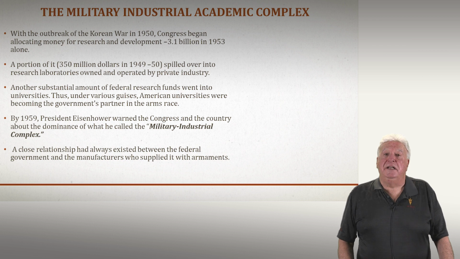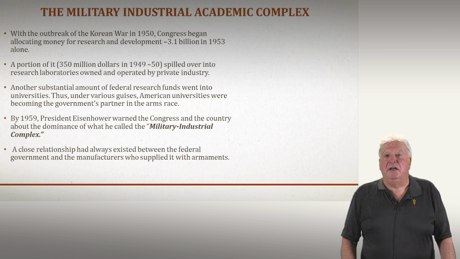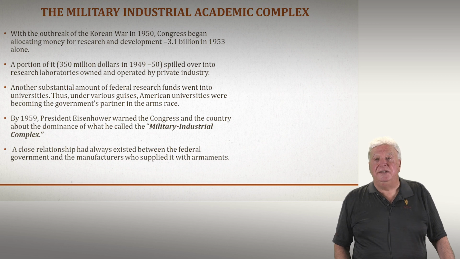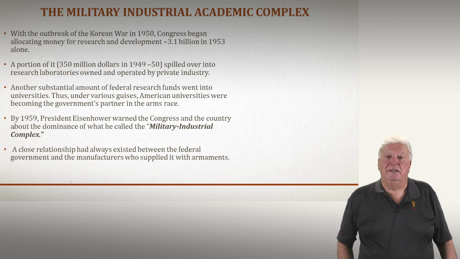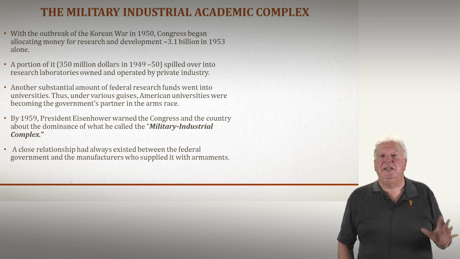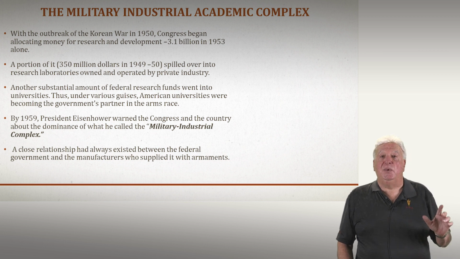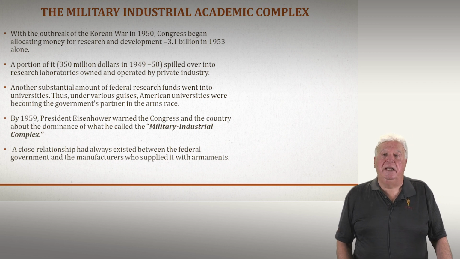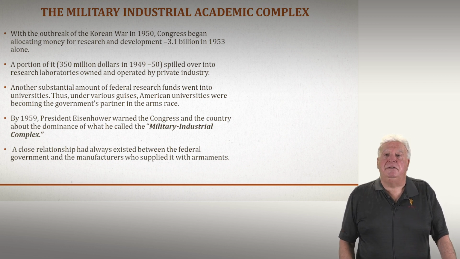So many, in fact, that some industries and universities became almost entirely dependent on the federal oligarchs. By 1964, 3/5 of all scientists and engineers in the United States, whether employed in industry, academia, or government service, were financed in some way by the federal government, 3/5. A close relationship had always existed between the federal government and manufacturers who supplied it with armaments. In the years after World War II, that close relationship was extended to many more industries as well as to universities.